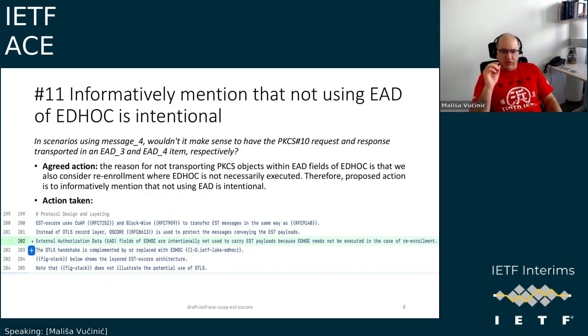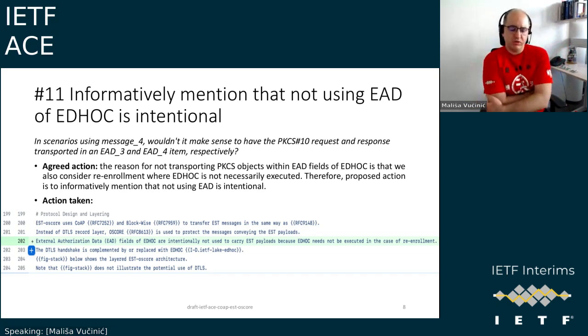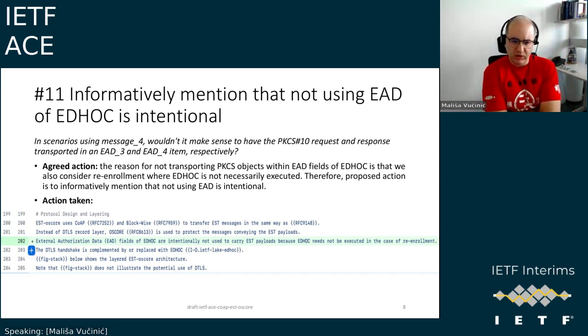So this is non-controversial. This was a comment by Marco, where he was questioning why we were not transporting PKCS objects in EAD EDHOC items. The reason for this was that we are considering re-enrollment, where the use of EDHOC is not necessarily used. So we added an informative statement that EAD items are not used because EDHOC is not necessarily used in the case of re-enrollment.